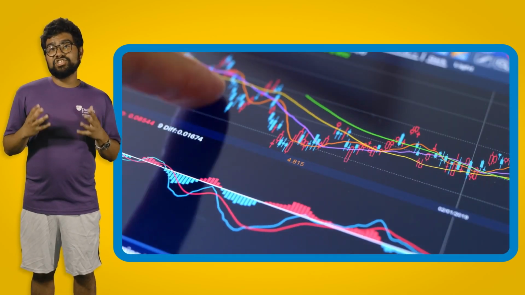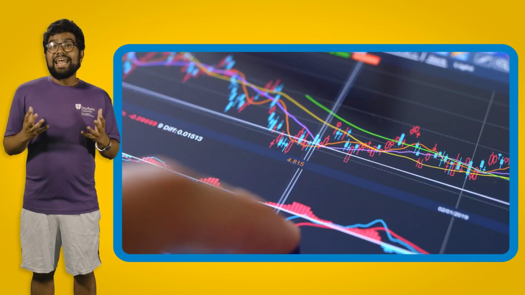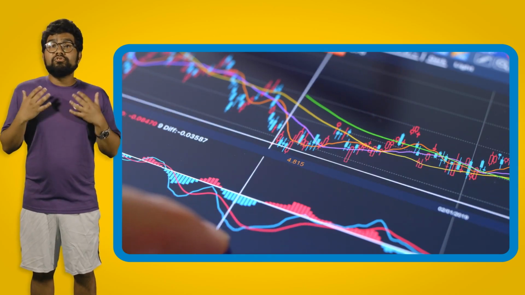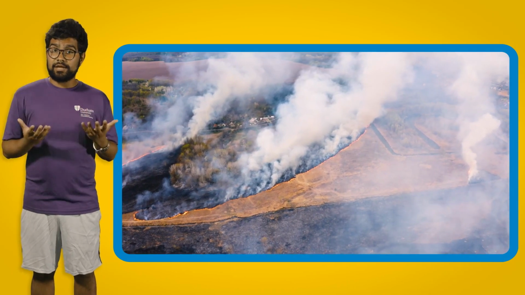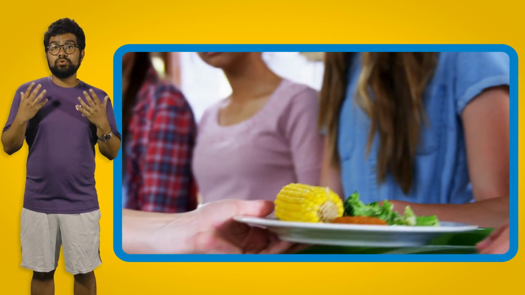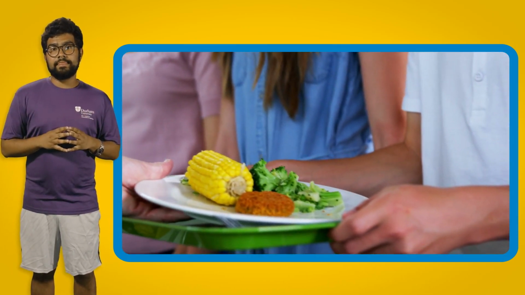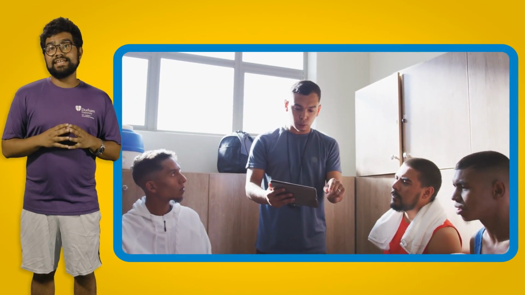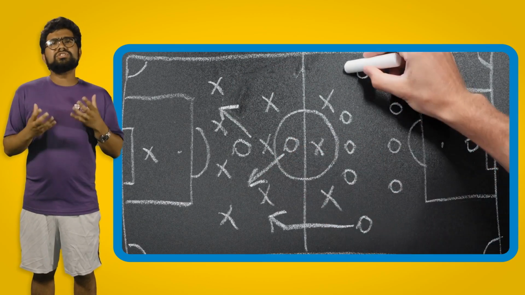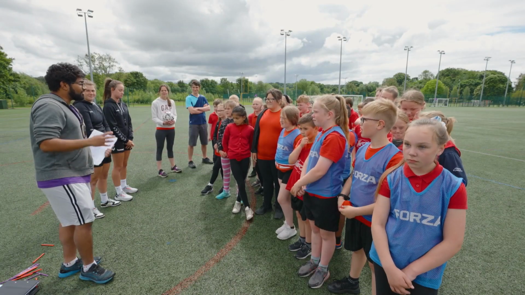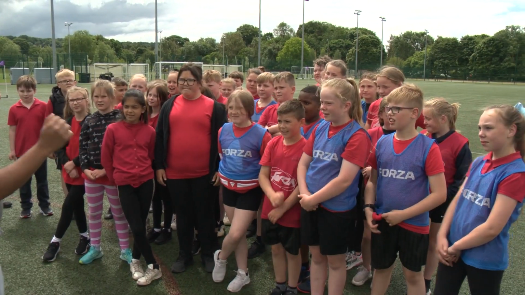But data isn't just important in astronomy. It helps us understand and improve all sorts of things, including our health, changes in the climate, and even how many school lunches need to be ordered. And in sport, data can help us work out some of the tactics of our opponents, but also to train and perform better ourselves. All right, everyone, is everyone ready for the session?